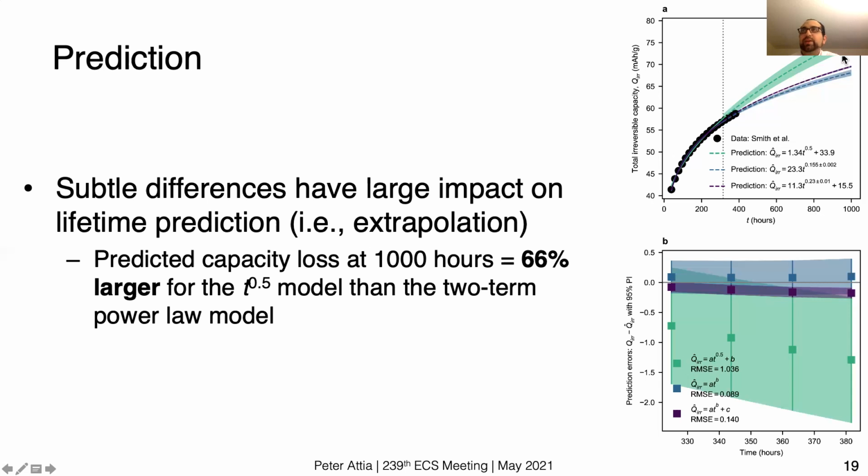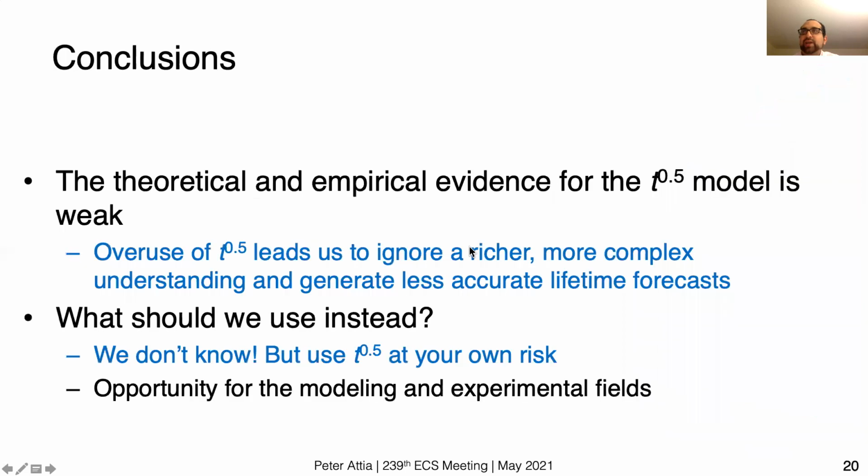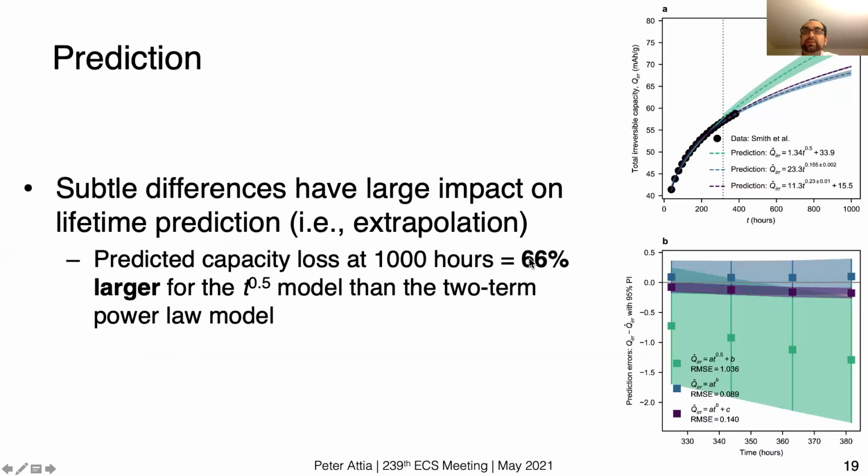And if we look at this plot up here, we can see how these different extrapolations can lead to pretty different estimates of the overall SEI growth at longer times. So the predicted capacity loss at 1,000 hours for this data set is 66% larger for the 2.5 model than for this 2-term model, the blue model here. So this can indeed have quite a large impact on lifetime predictions.